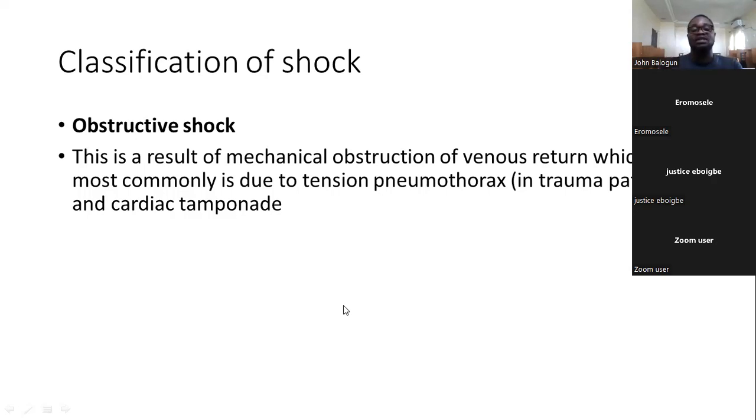They may just ask directly what was diagnosed, cardiac tamponade. They may ask what type of shock it is. It's obstructive shock.